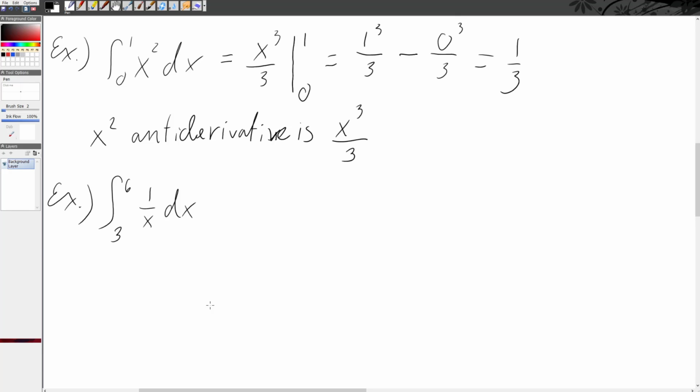The integral of 1 over x from 3 to 6, so you ask yourself, what function has the derivative 1 over x? In this case, the function is going to be natural log of the absolute value of x, evaluated from 3 to 6, meaning we plug in the 6, we subtract, plug in the 3.